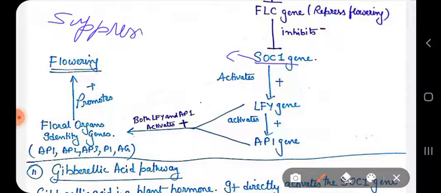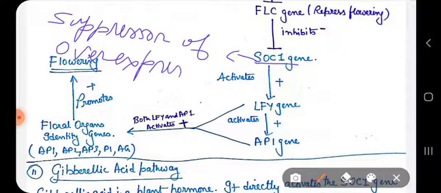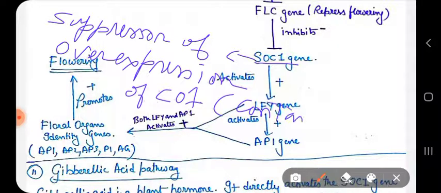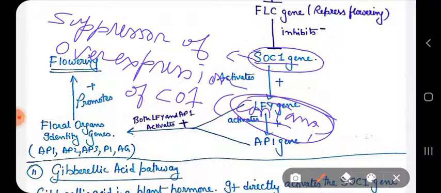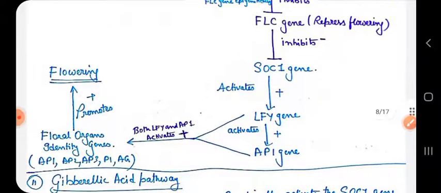Suppressor of overexpression of CO1. CO1 means constans. CO1 full form is constans. Now we are not looking at why the name constans is given, but this much you have to remember: the SOC1 gene helps in flower development. Why? Because it is an activator gene. It activates the LFY gene.